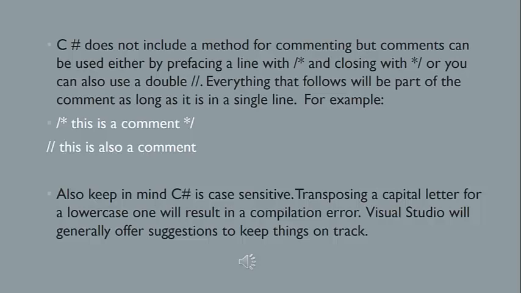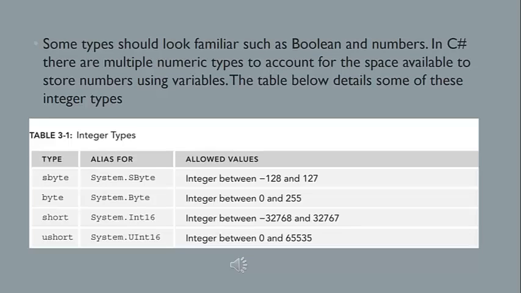Also keep in mind, C# is case sensitive. Transposing a capital letter for a lowercase one will result in a compilation error. Visual Studio will generally offer suggestions to keep things on track. Some types should look familiar, such as Boolean and numbers. In C# there are multiple numeric types to account for the space available to store numbers using variables. The table below details some of these integer types.